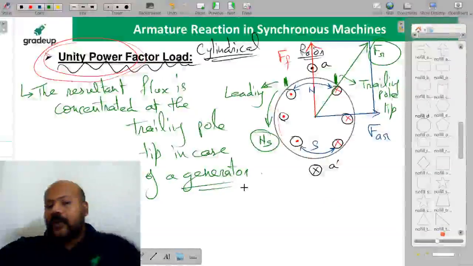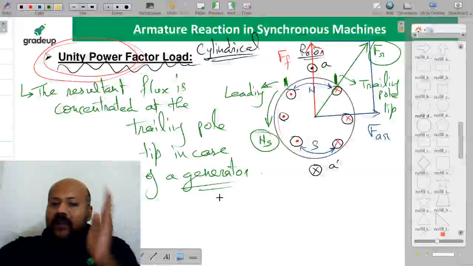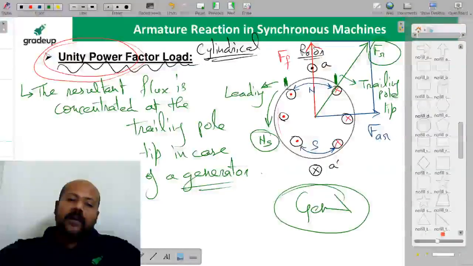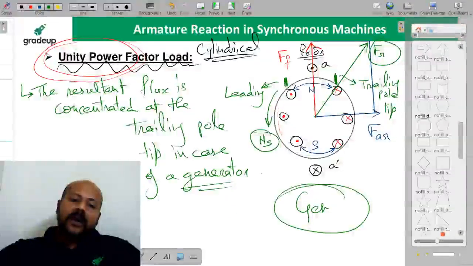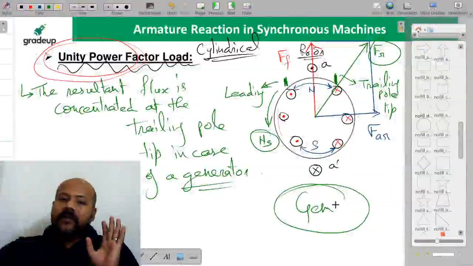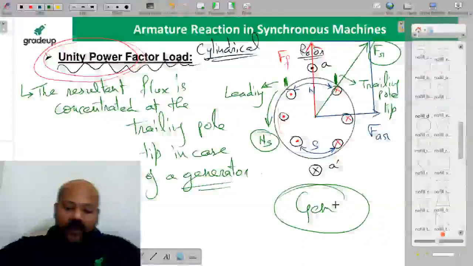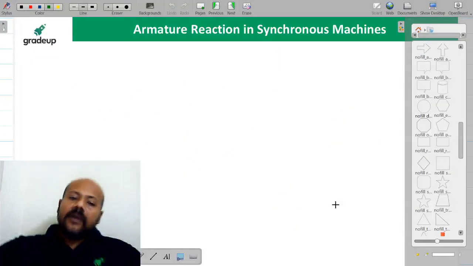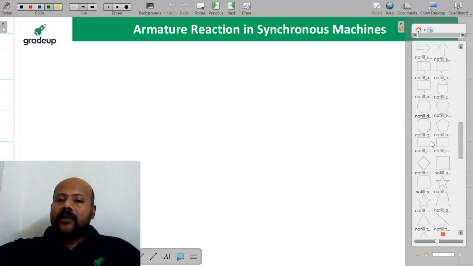Now you listen to me properly. Now we have understood it for the generator. This was the case we were discussing as generator, and now we are going to discuss the motor. I hope this generator, unity power factor condition, armature reaction is okay for you. Now we are going to discuss the motor. How am I going to discuss the motor?